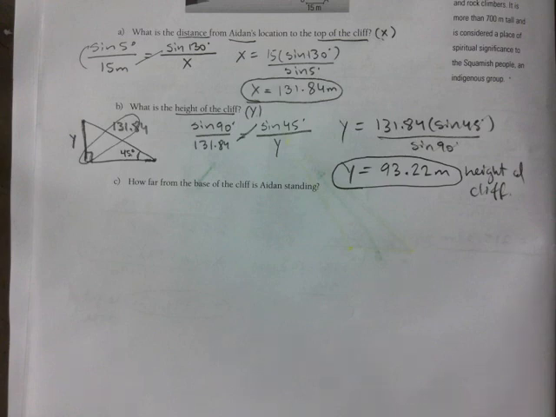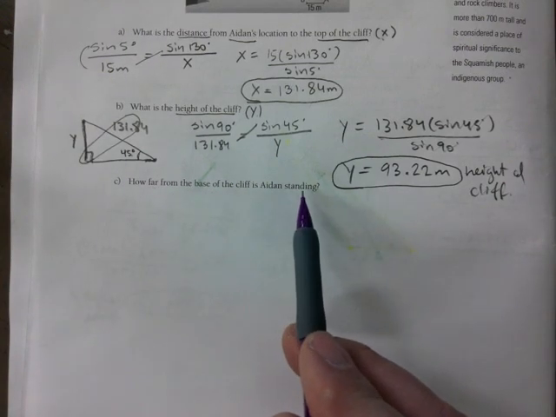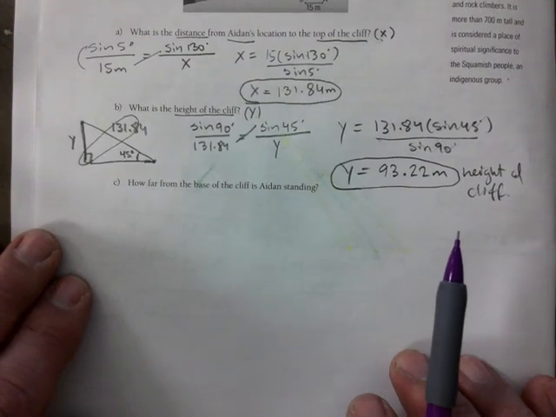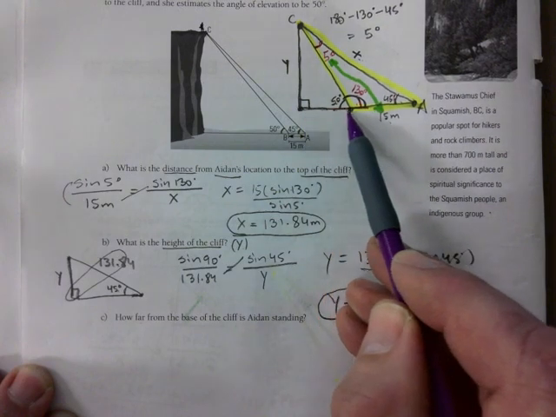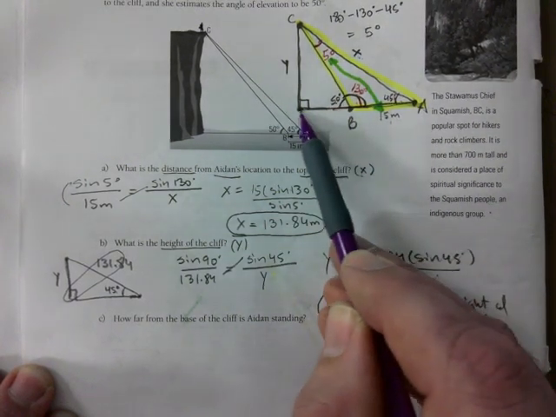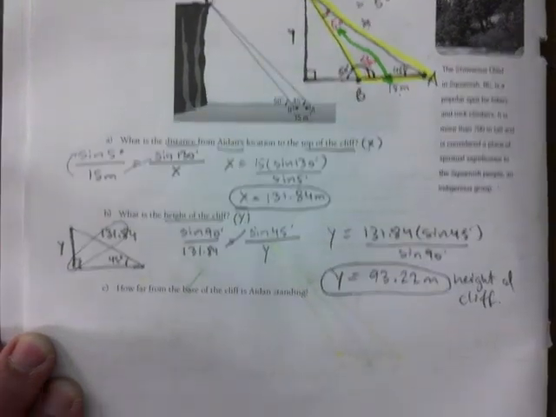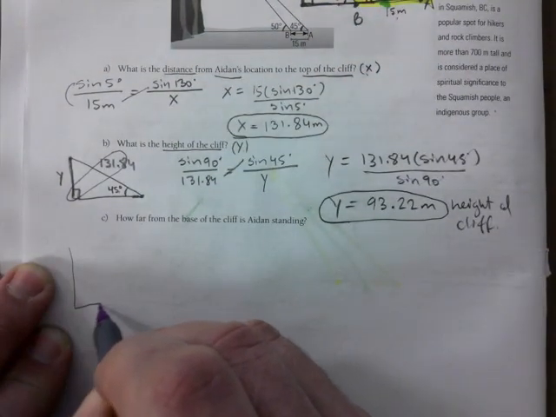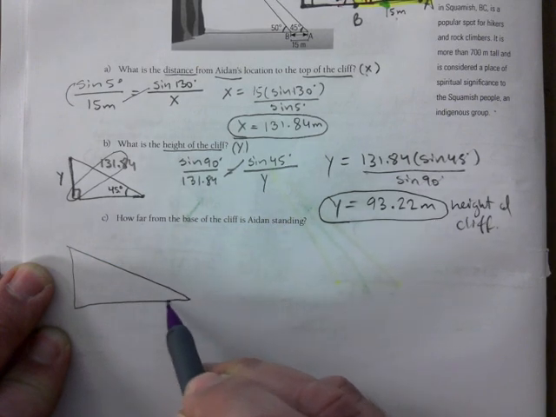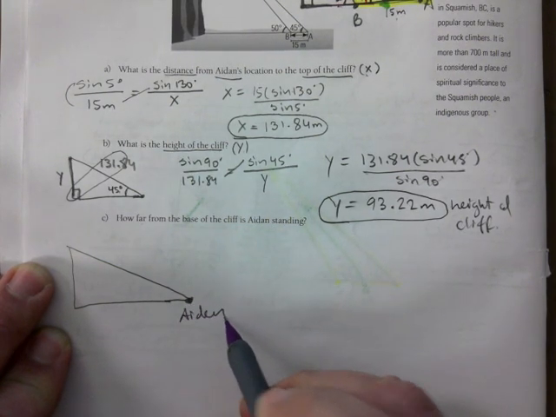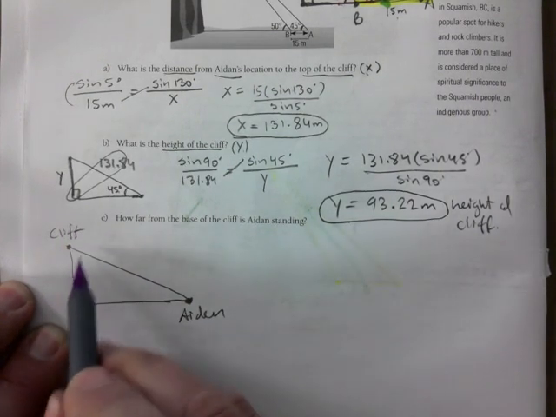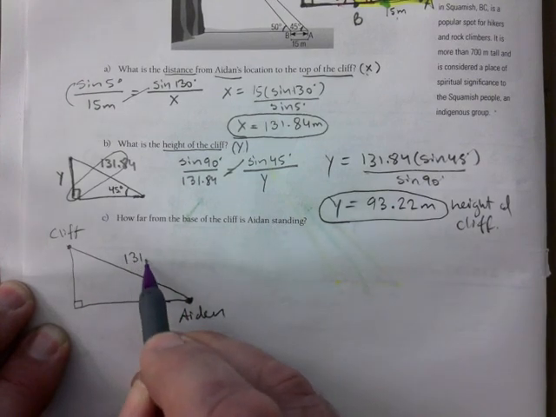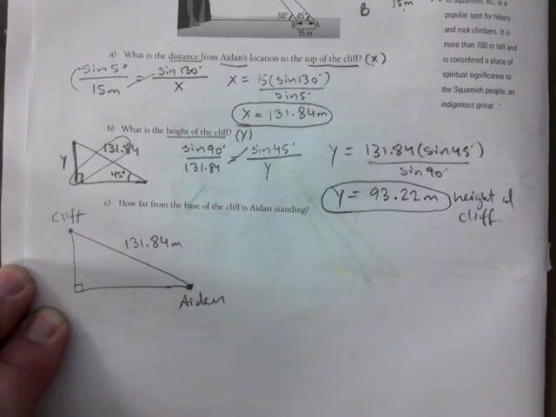So this is the last piece here. How far from the base of the cliff is Aiden standing? So let's go back up to our diagram. We want to know from the base of the cliff all the way to Aiden. That's what they want. So let's write this down. What do we have? This is Aiden here. This is the cliff. I know that the distance between Aiden and the cliff is this. I found that earlier.